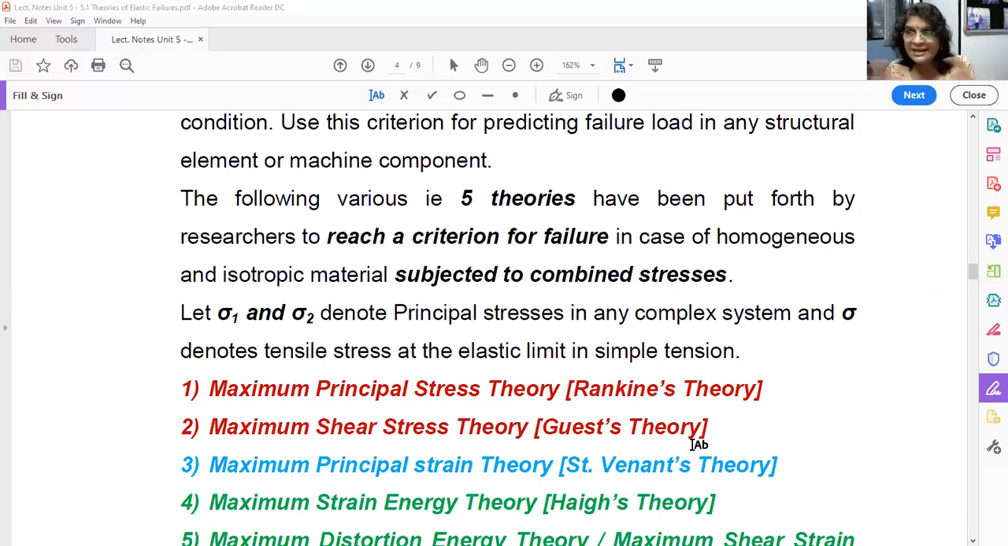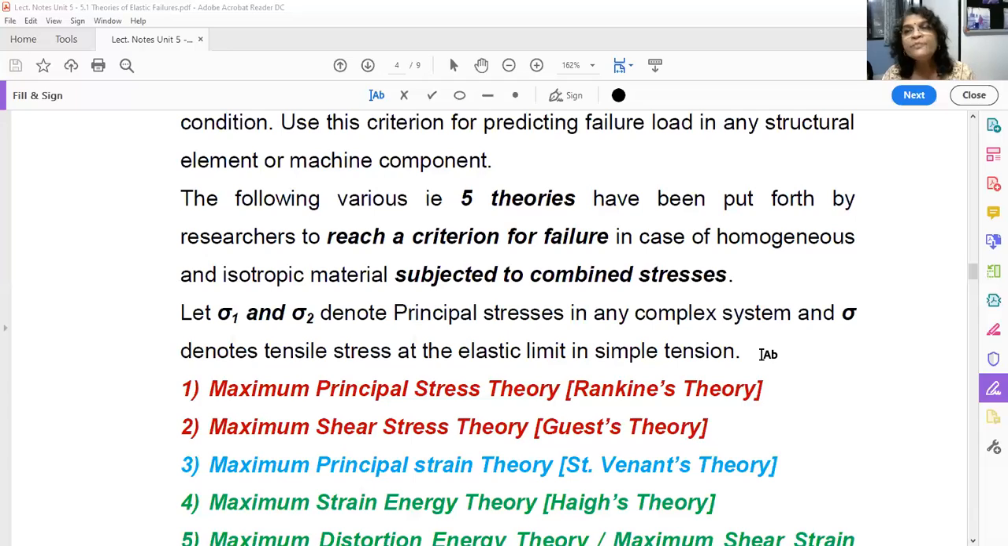What does sigma permissible mean? You have conducted a simple tension test, and up to what stress limit the component will not fail, that stress is the permissible stress. How will you find out the permissible stress? The failure stress divided by factor of safety. Now failure stress will be different for different materials. For example, for ductile material, failure stress will be the yield point stress. For brittle material, failure stress will be considered as the ultimate tensile strength. For fatigue loading, failure stress will be considered as the endurance limit.